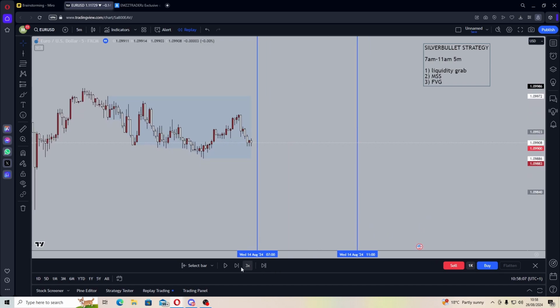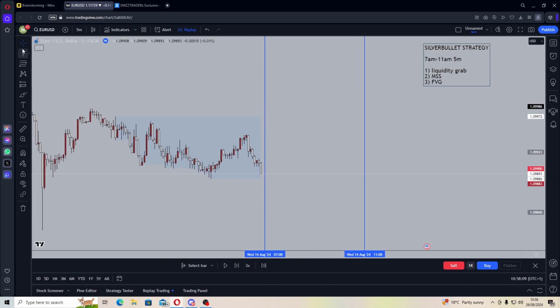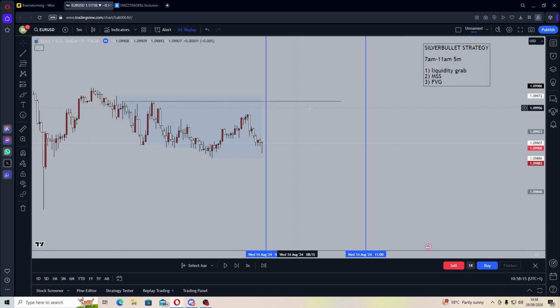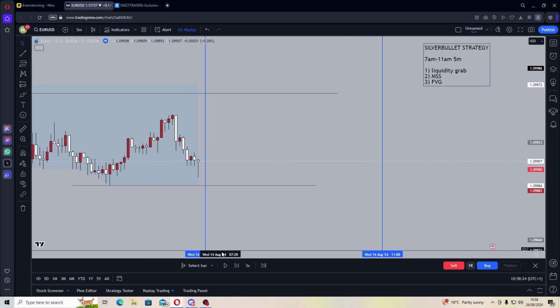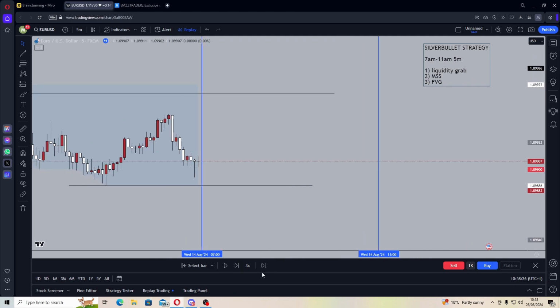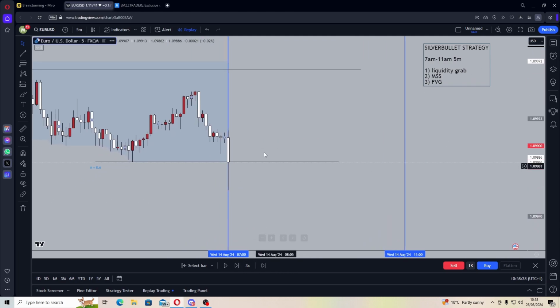If I play price forward, we're going to be waiting for price to actually take out Asian session highs or lows. You can see we have the highs right here. This is the Asian session highs, and this is the Asian session lows. We're going to be waiting for price to take out one of the two, and then we're going to be trading the reversal. This is what I mean by the liquidity grab.